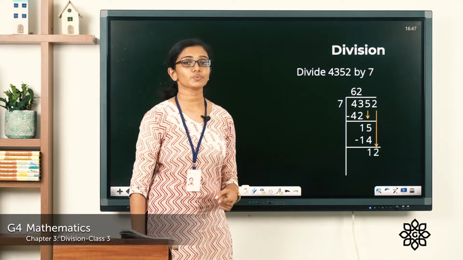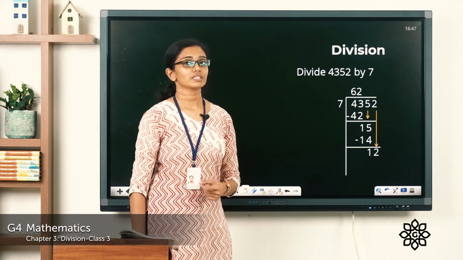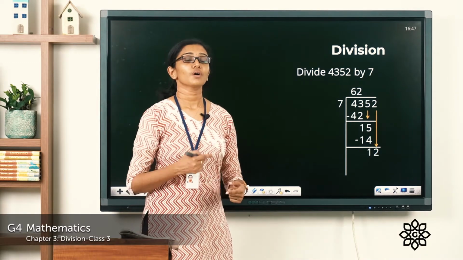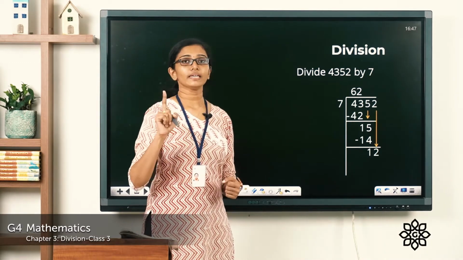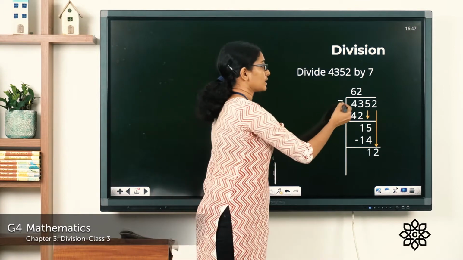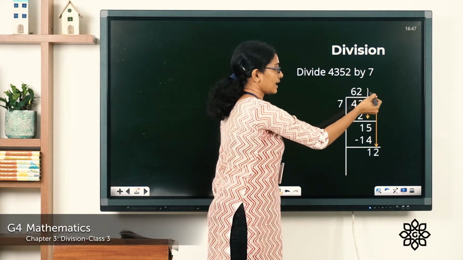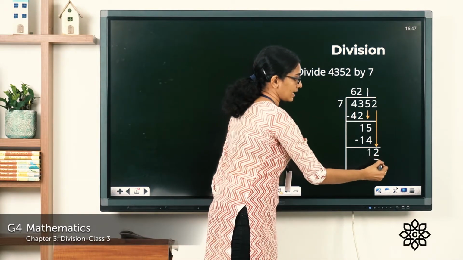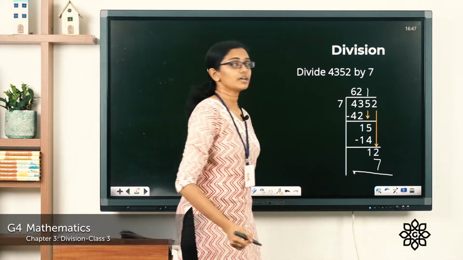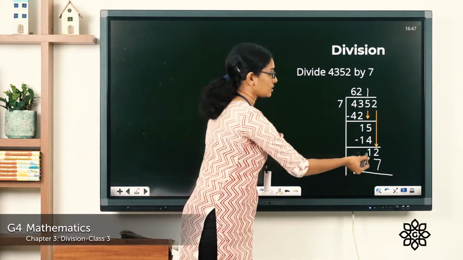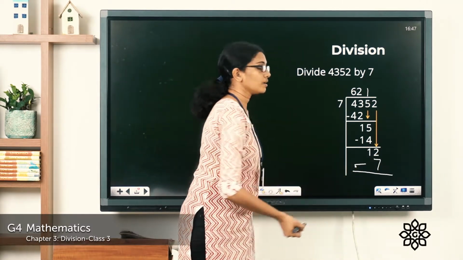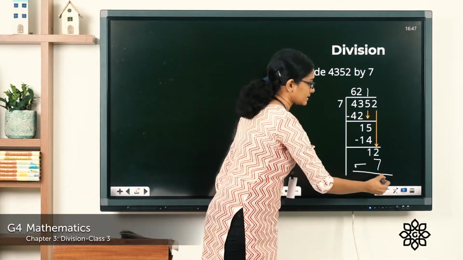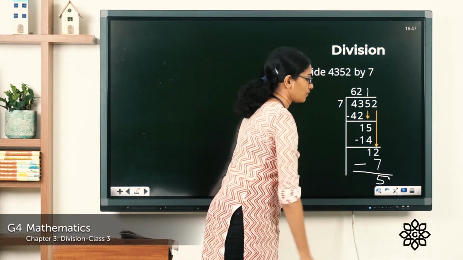So how many 7s will go in 12? 7 ones are 7, but 7 twos are 14. So we take only 7 ones. So we write 1 here. Now we multiply 1 into 7 and let's write this 7 here. Now the next step is to subtract these two numbers. What is 12 minus 7? 12 minus 7 is equal to 5.